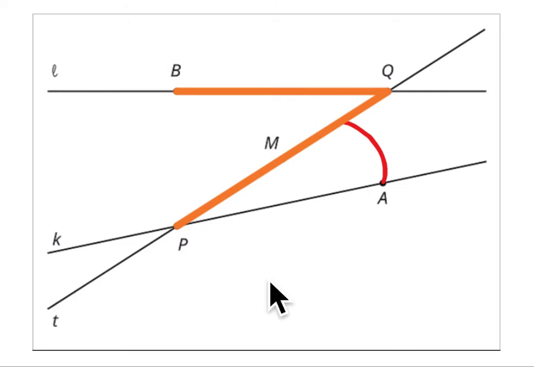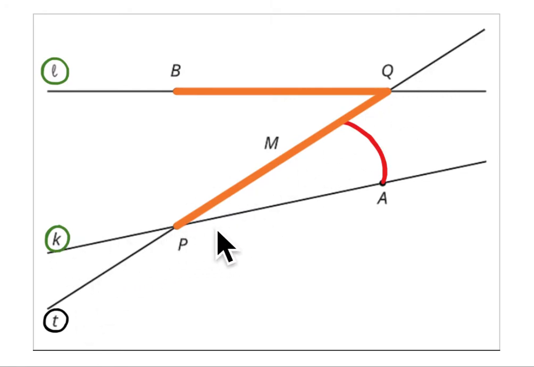And what has to happen for those angles to be congruent? So I'm going to add a bunch of angles. And we're going to do these one at a time in a moment. So this is line L, it's not going to change. This is line T, it's not going to change. But line K is going to change.